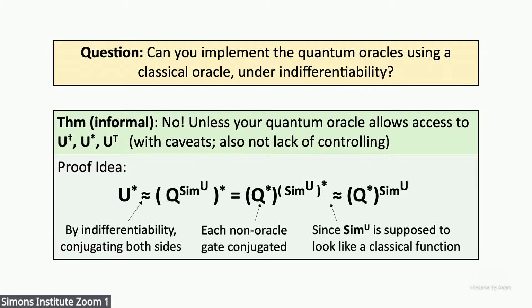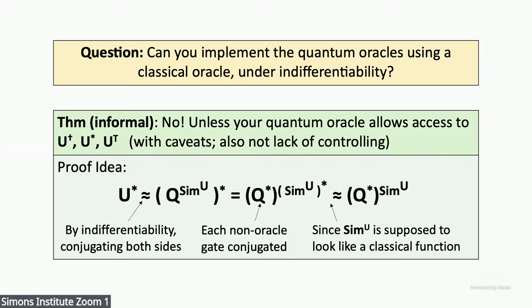Nothing interesting happens there. Now I imagine taking this whole circuit and I conjugate it. I can conjugate each non-oracle gate in Q, and then I can also conjugate the query gates. That's what this represents here. But now, sim, remember, is simulating a classical oracle. The conjugate of a classical oracle is just itself. So the star actually goes away, and I'm left with Q star. So this is Q, where every non-oracle gate is conjugated, making queries to sim U, where this sim U is not conjugated.